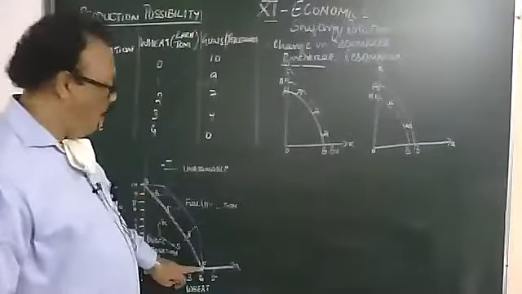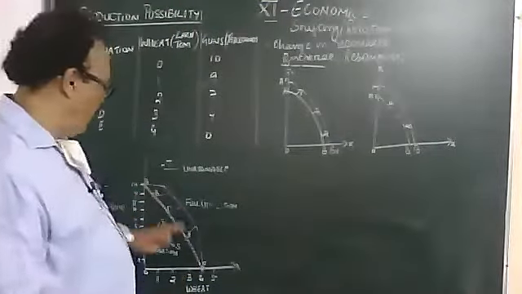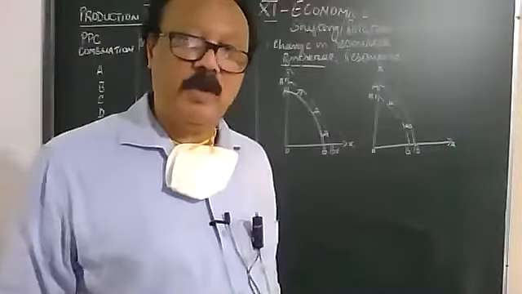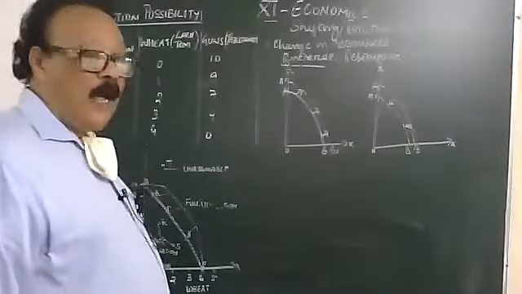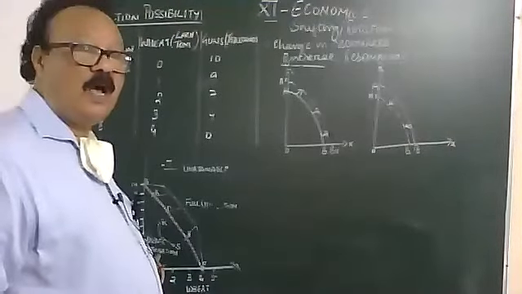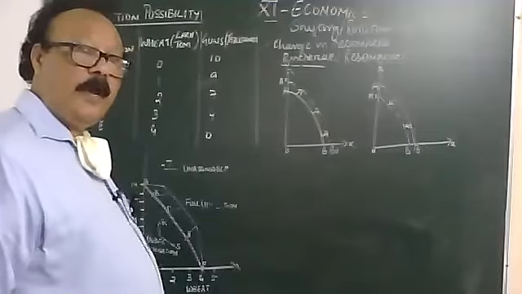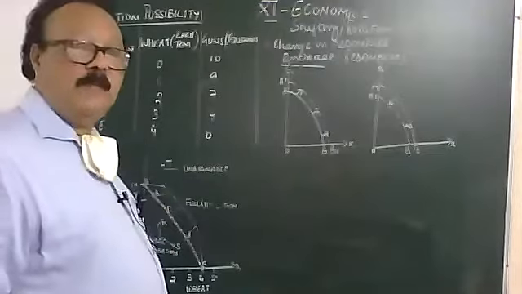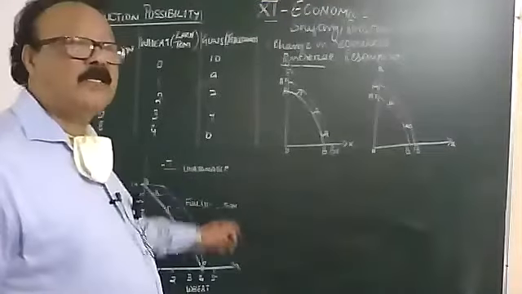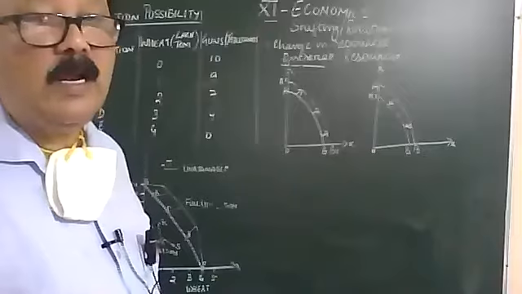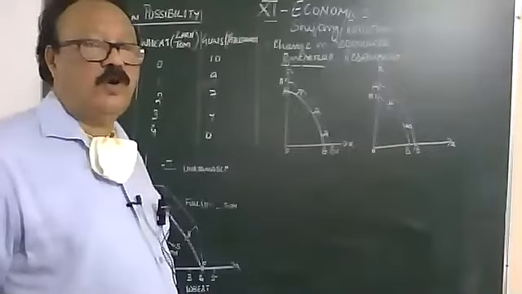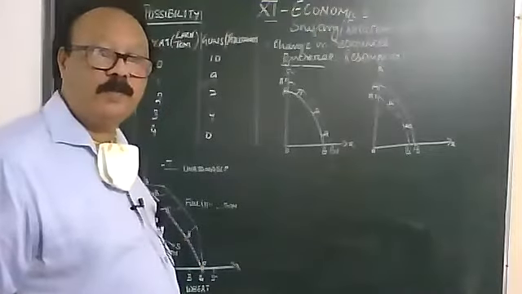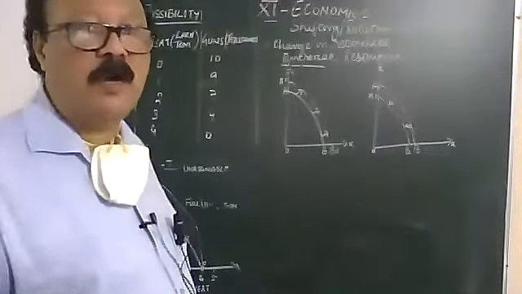So this was when the resources are put to full and proper use. They will be operating on the PPC because that is the possibility. Points under the PPC show that the resources are underutilized, technology underutilized. A point outside the PPC will show you that this point is unattainable, it cannot be attained, because with the limited resources that we have, an economy will function on any one of the points. It cannot attain something which it does not have.